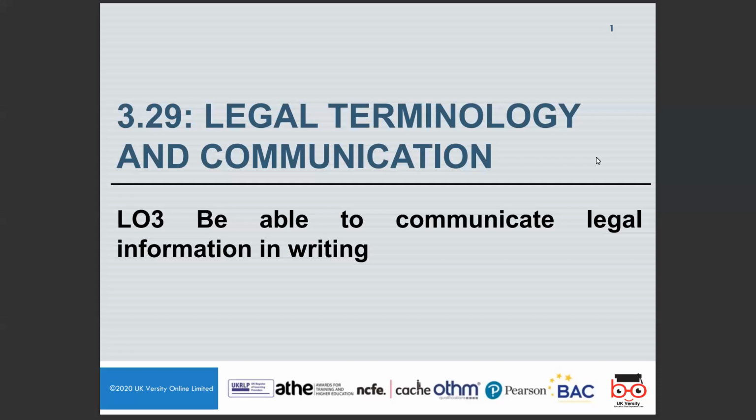Hi everyone, my name is Shazia Khan and the unit we'll be looking at today is Unit 3.29, Legal Terminology and Communication. The learning outcome that we'll be looking at today is Learning Outcome 3, which is to be able to communicate legal information in writing.